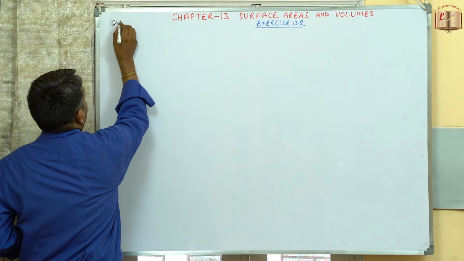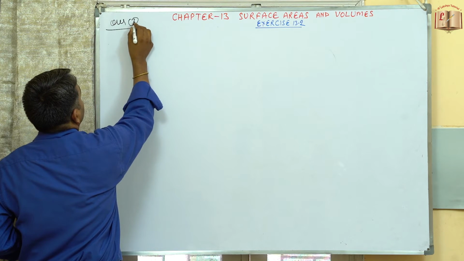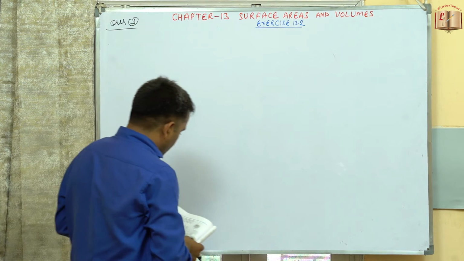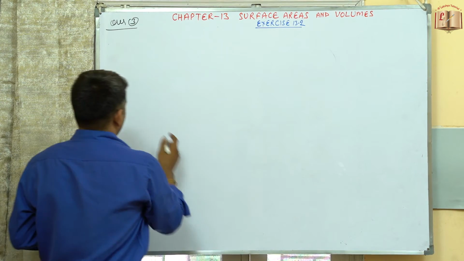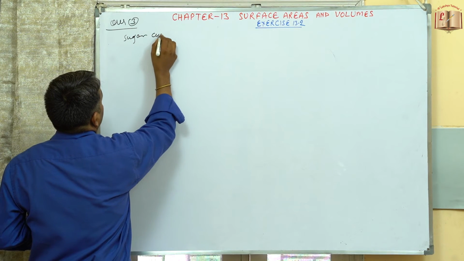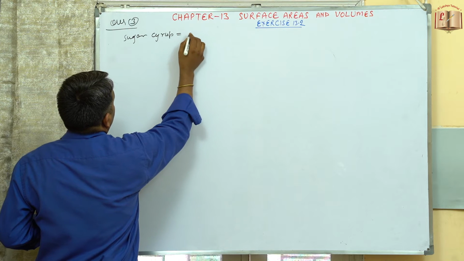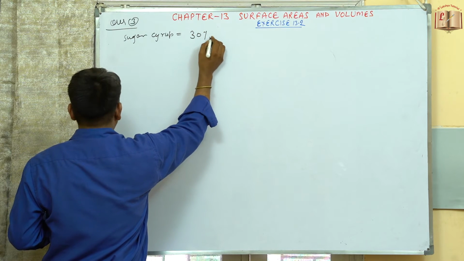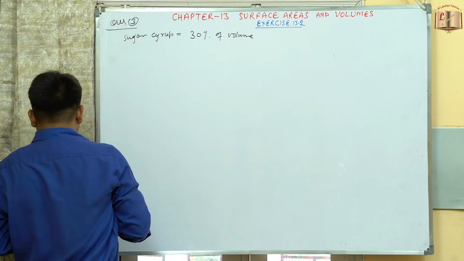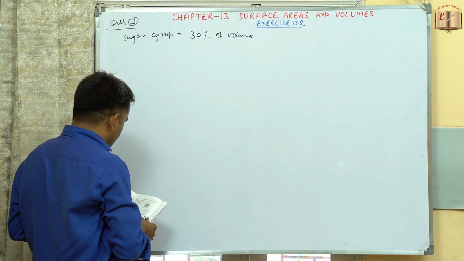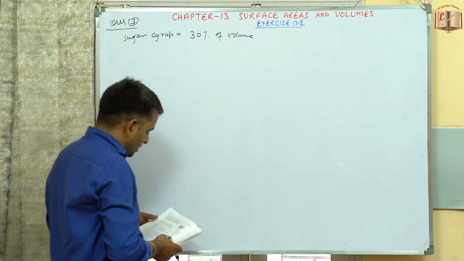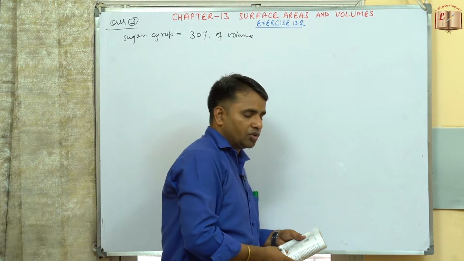Now coming to question number 3. A gulab jamun contains sugar syrup up to 30% of its volume. Syrup is equal to 30% of volume. Find approximately how much syrup would be found in 45 gulab jamuns, each shaped like a cylinder with 2 hemispherical ends.